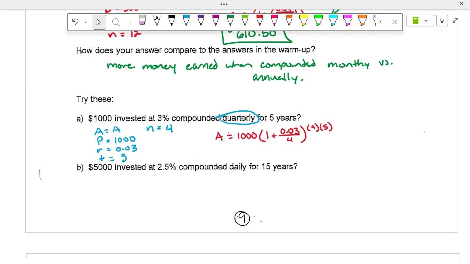So you're just doing example B. You do not need to solve. I just want you to put the numbers in the formula.